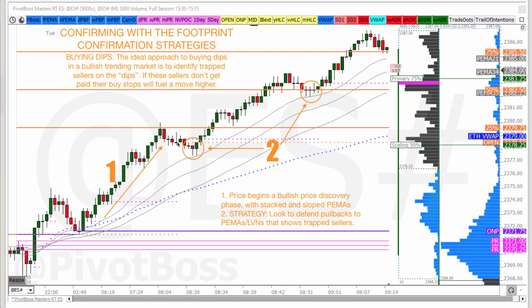But it was a shallow dip. Here's the open, that orange dotted line right there. And right at the open, it pulled back right into the PIMAs. And that was just shy of the LVN by a little. But again, that was a spot that was defended hard. And then you saw the rotation up through the next LVN. This rotation was defended and continued.